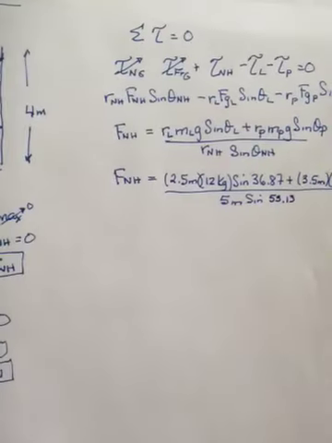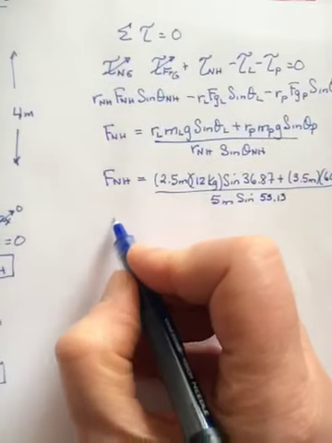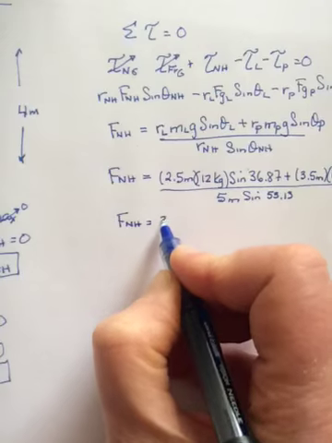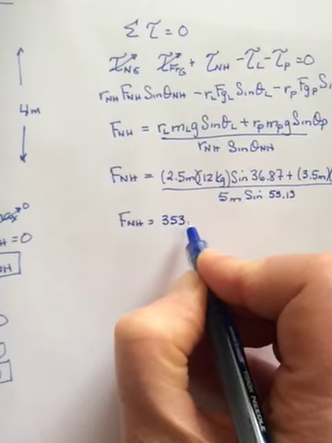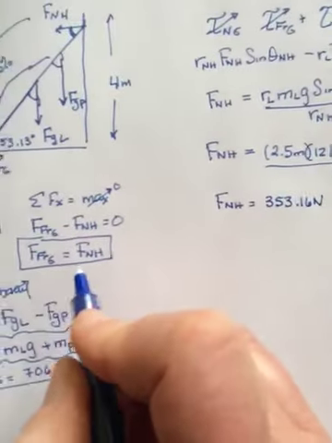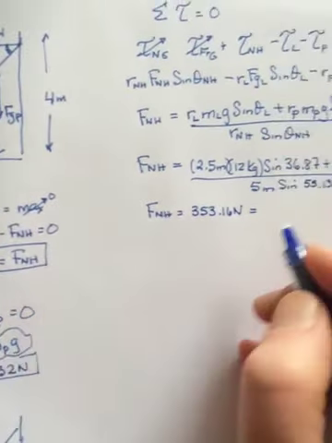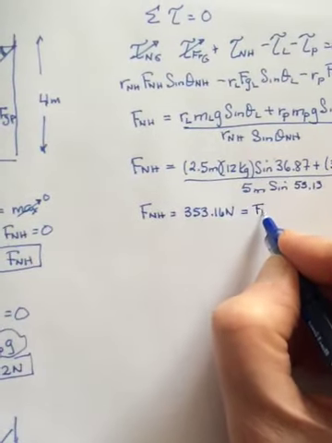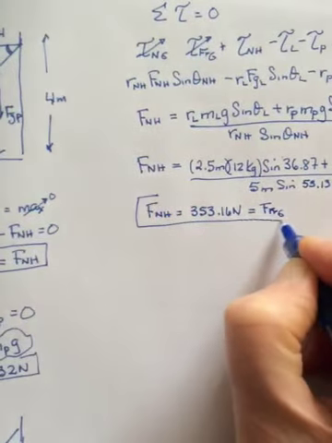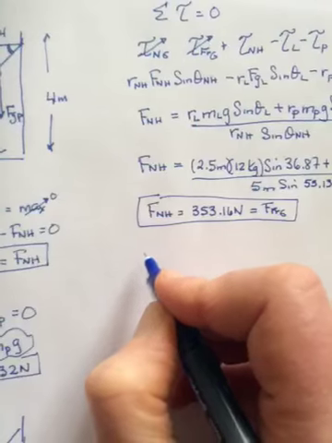Make that a little bigger. All right, then you punch all this in your calculator carefully. And when you do, you should get 353.16 newtons. And what do we know? We know from our sum of the forces in the x that this is equal to the friction on the ground. Okay? And so we're looking for mu.